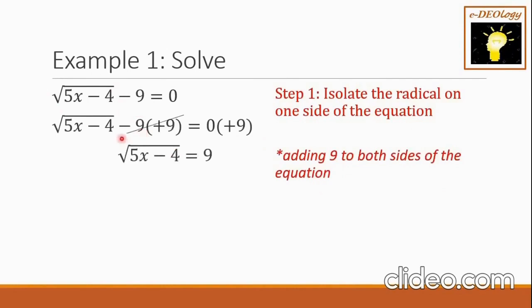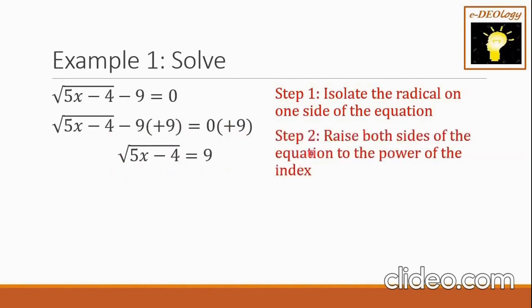So we can cancel the negative 9 and the positive 9 on this left side. And on the right side, 0 plus 9 will only be 9. So on the left side, the radical is now isolated. We'll go to step 2.